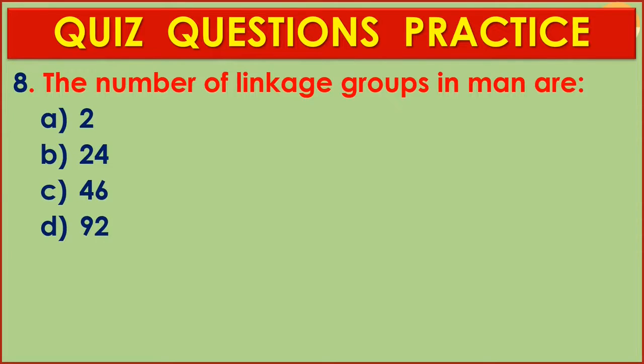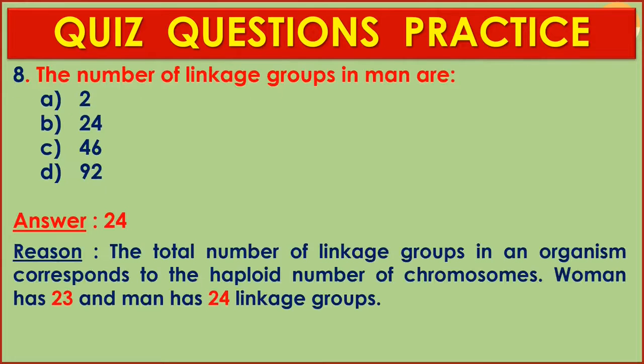The options are 2, 24, 46 or 92. The correct answer is option B, which is 24. Linkage group is actually the haploid number of chromosomes in an organism, or we can say the total number of genes that are located on a single chromosome. In case of humans, there are 46 chromosomes, the haploid of which is 23. So there are 23 linkage groups in case of humans. But here they have asked about the number of linkage groups in man. So in case of man or males, there are 24 linkage groups because of the presence of the extra Y chromosome.